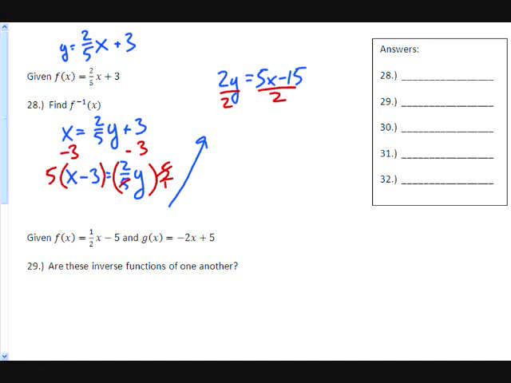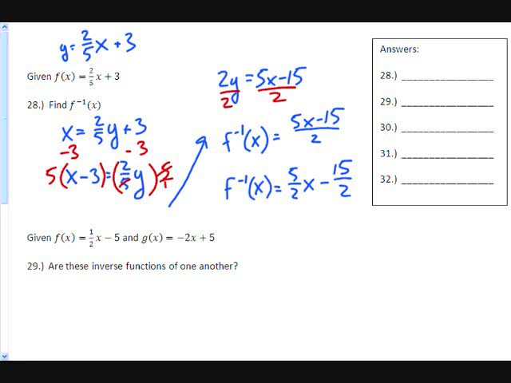And I've got 2 options here. Instead of leaving this as a y, I'm going to change it back to function notation. And I can leave this as a 5x minus 15 over 2. That's perfectly acceptable. Or I can rewrite this as 5/2 x minus 15/2. All right, those are my 2 options. But again, make sure it's just written back in my function notation. So either one of these would be acceptable. Okay?